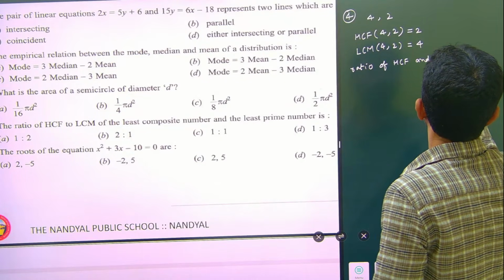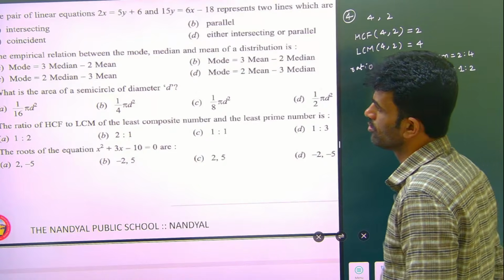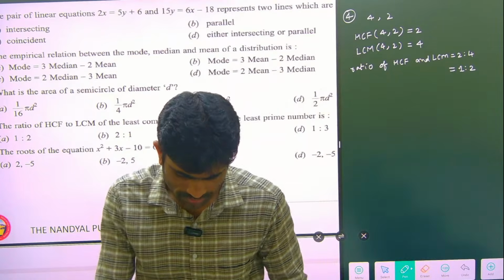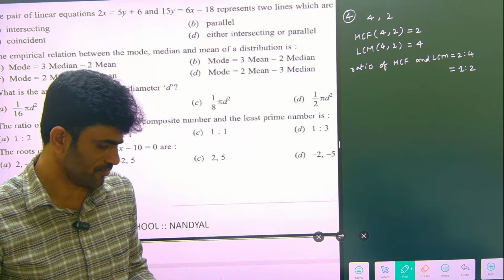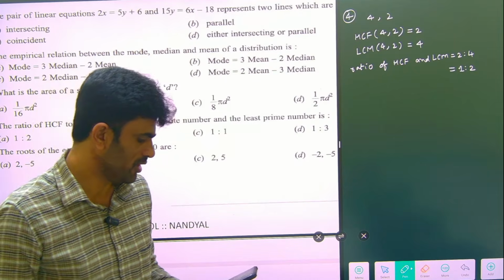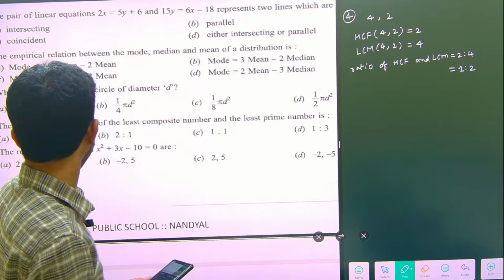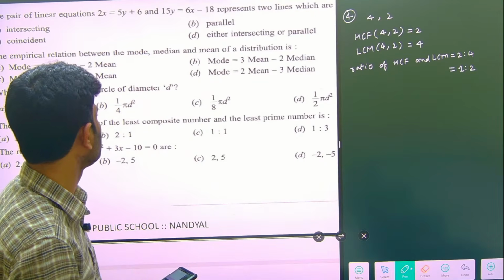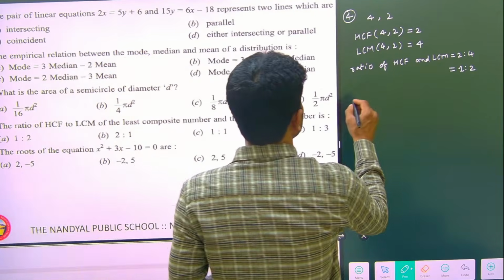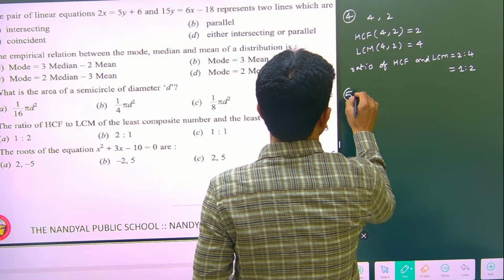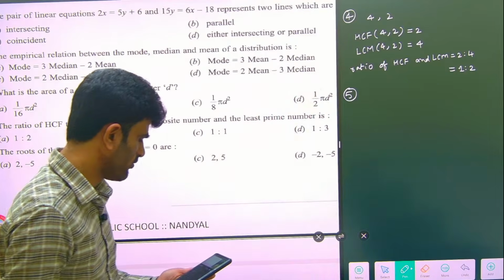That is 1:2. Option A, not option B, because we want the ratio of HCF and LCM, not LCM and HCF. So it is 1:2, not 2:1. Now question number 5.